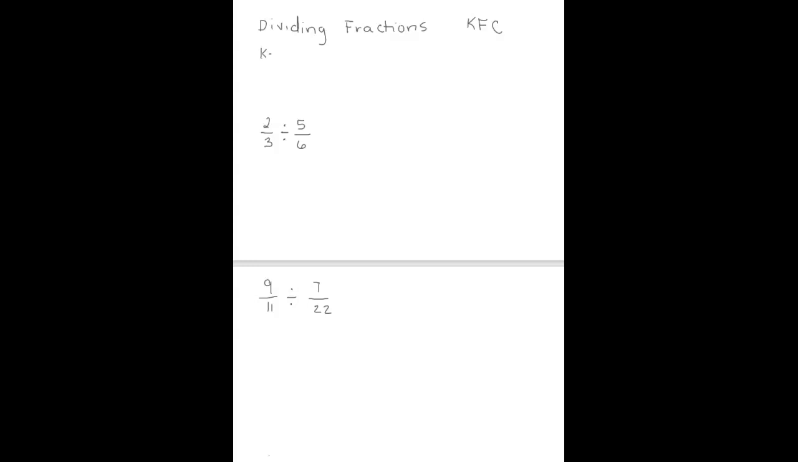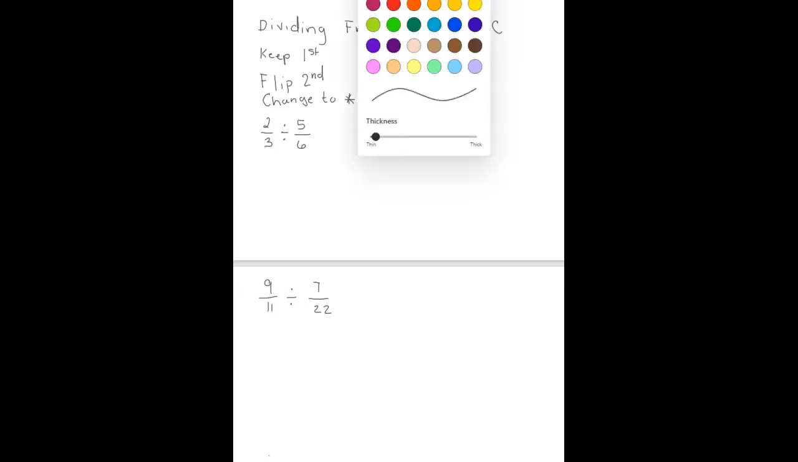So we're going to keep the first fraction. We're going to flip the second fraction. And then we're going to change from division to multiplication. All right. So let me go ahead and we'll actually run through a couple of these, and hopefully it will make sense as we go.